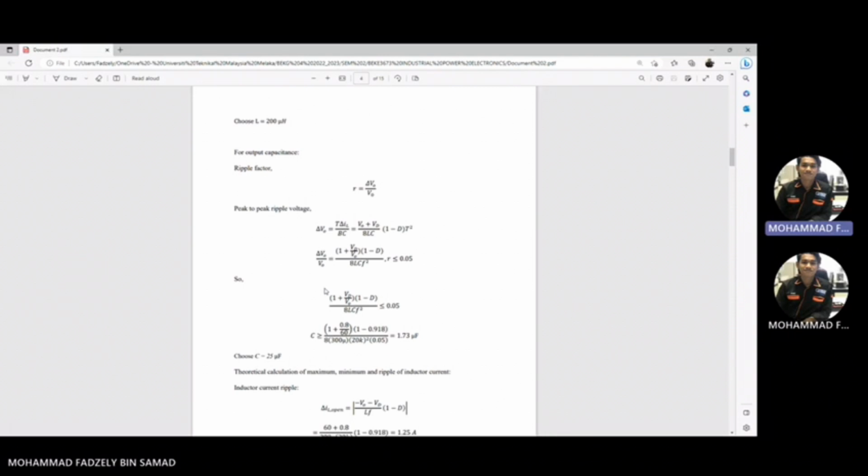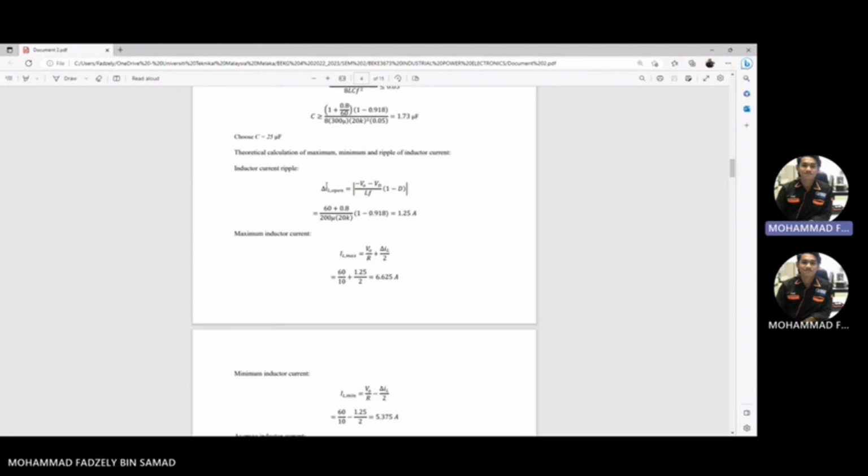For output capacitance, our ripple factor is r, so delta V naught divided by V naught. Ripple factor must be lower than or the same as 0.05. So we arrange the equation to calculate the C value, which is 1.73 microfarad. Because of that, we choose 25 microfarad.